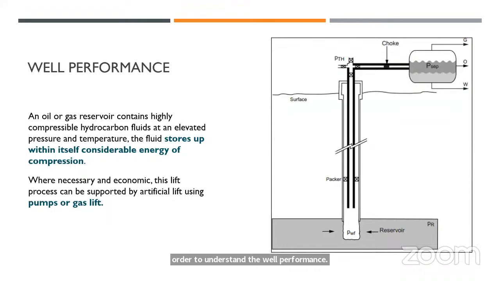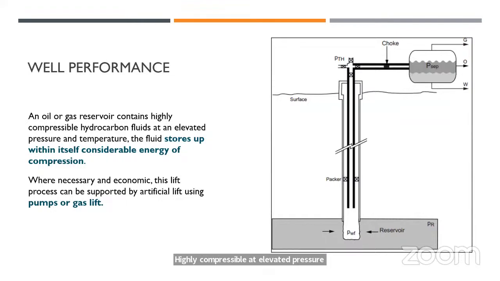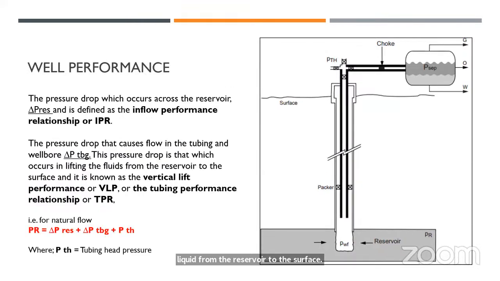Okay, the liquid itself that we produce, we know that it contains gas, highly compressible gas at elevated pressure and temperature, that stores within itself energy of compression. So sometimes this energy is not sufficient to lift the liquid from the reservoir to the surface, in which case we need some sort of artificial lift.